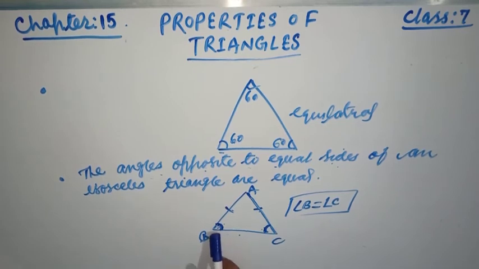opposite angles to the equal sides are equal to each other. The angles opposite to the equal sides are equal in an isosceles triangle. Okay friends, I hope you will be clear.